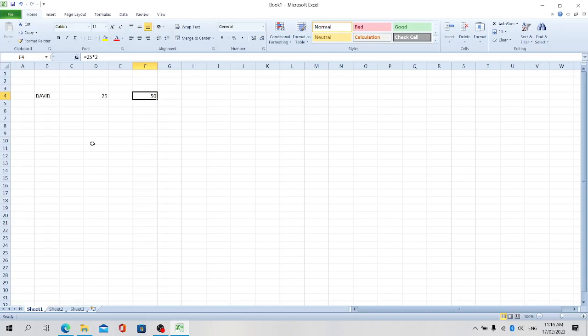Okay, let's just take another example. Let's say, for example, we want to enter equals B4. We press enter. Okay, what we are seeing here is David. But if you look at the formula bar, it's showing us equals B4. This is the entry that we made that gave rise to this.